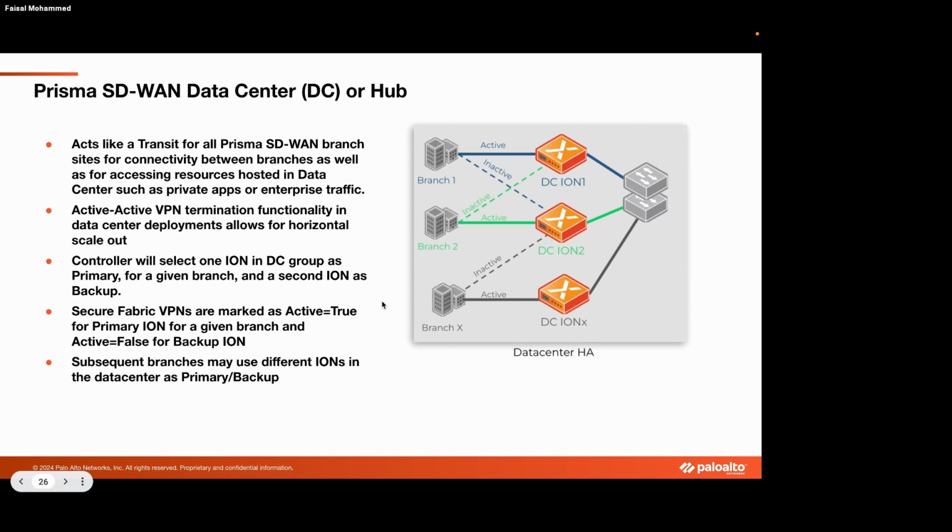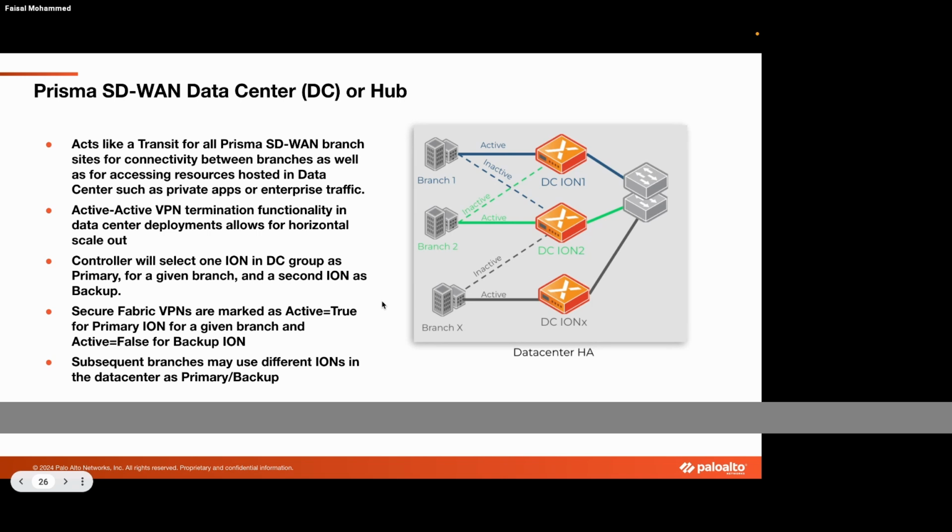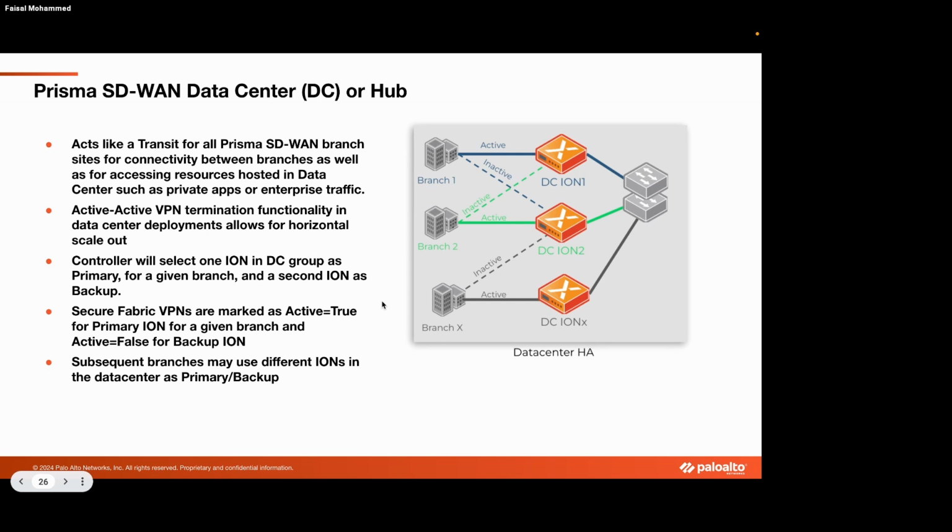For the DC, there is no limit on the number of data centers we have. It can be scaled horizontally. Clusters can be created, and at any given point of time, when a branch connects to a DC or data center hub site, we have one VPN which is marked as true, while we have a standby VPN which is marked as false. In the instance when the VPN goes down with an ION in the DC, immediately the next VPN comes up.